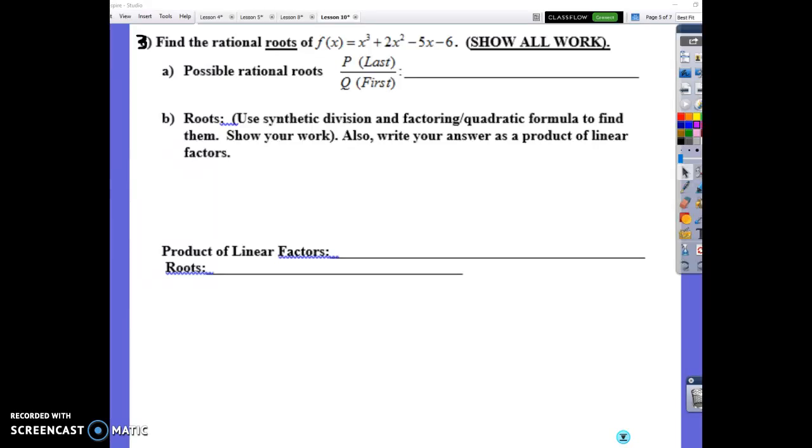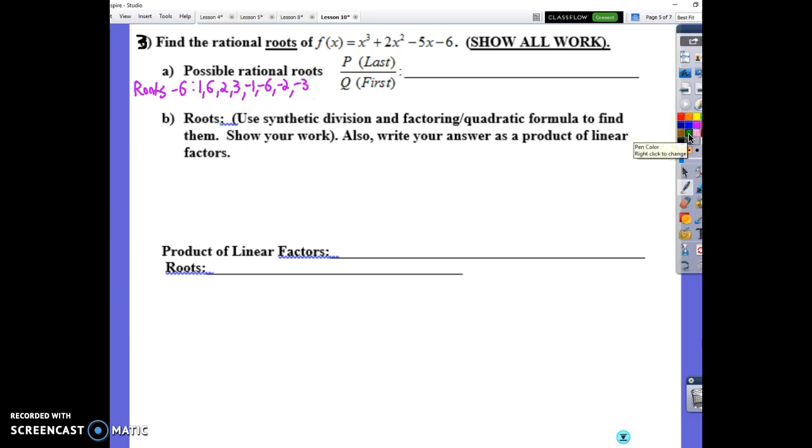Alright, so let's start by finding all of the possible rational roots. So P, our last number, is negative 6. So the roots of negative 6, I'm going to write over here, can be 1, 6, 2, 3, negative 1, negative 6, negative 2, negative 3.